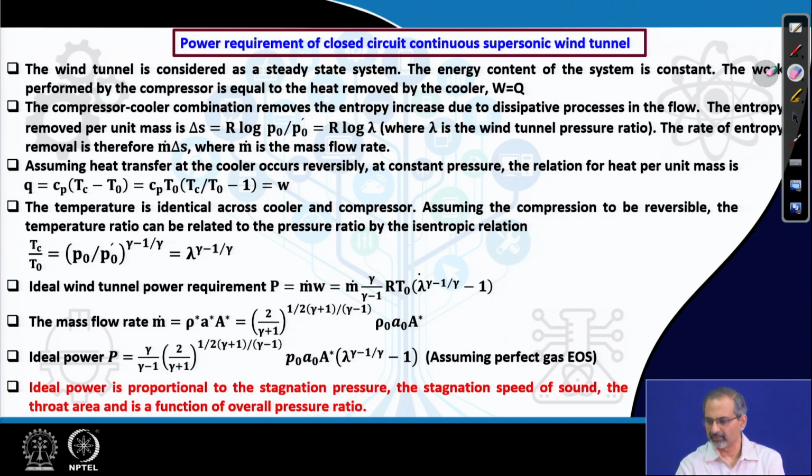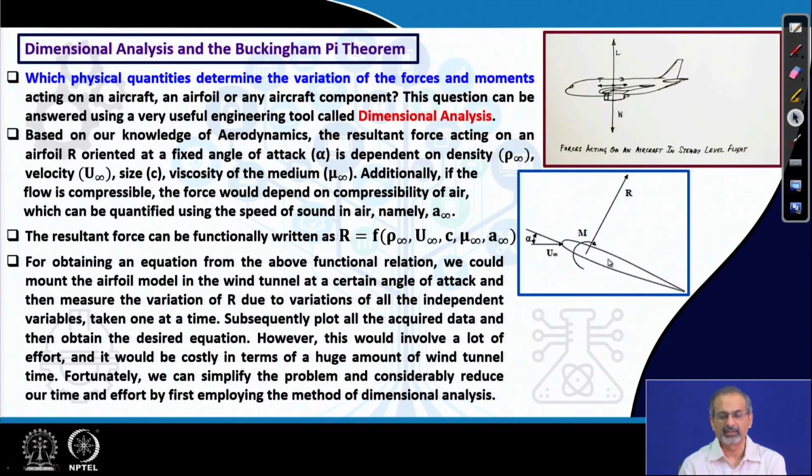With this we are ending our discussion on the closed circuit supersonic wind tunnel. The next topic that we are going to get into is a very important tool in engineering in general and in experimental aerodynamics in specific, which is called dimensional analysis. There is a very important theorem which we will briefly describe here, called the Buckingham pi theorem, which helps us to implement the dimensional analysis.